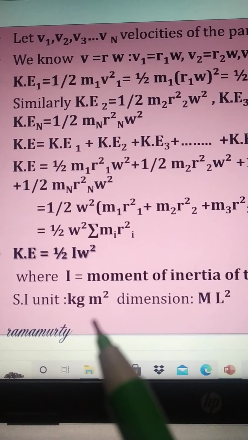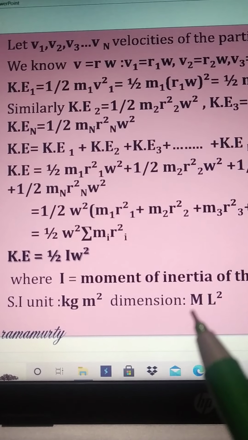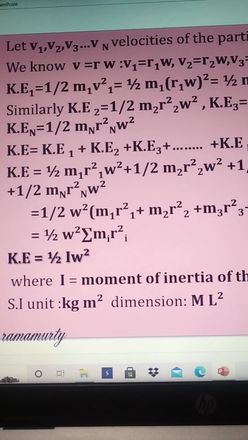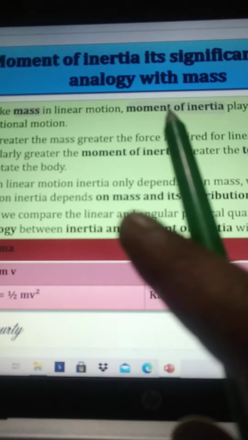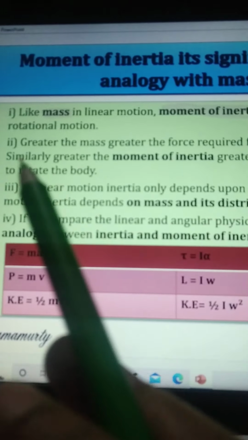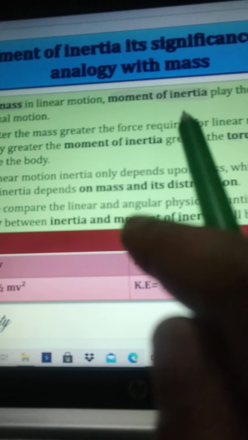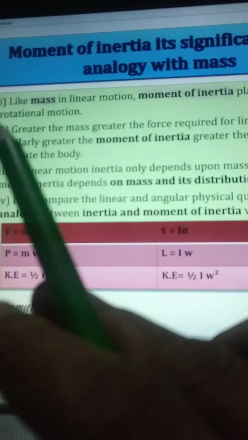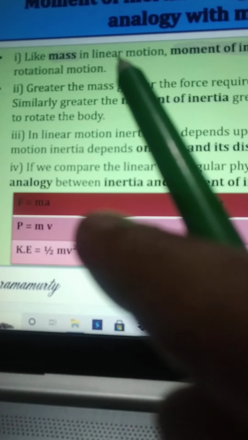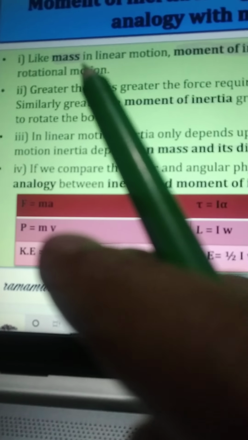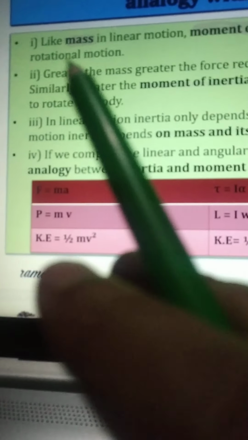The SI unit for moment of inertia is kg meter square, and its dimension is M1 L2 T0. So the significance of moment of inertia is its analogy with mass. Like mass in linear motion, moment of inertia plays the same role in rotational motion.